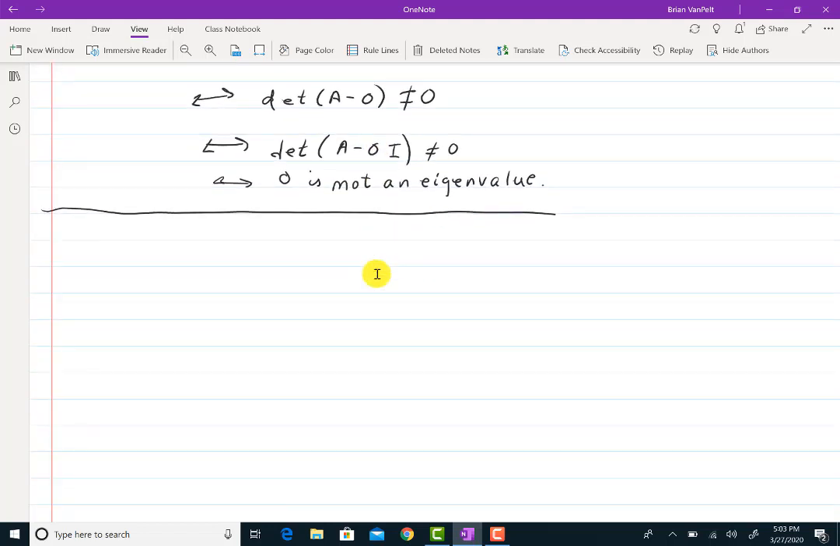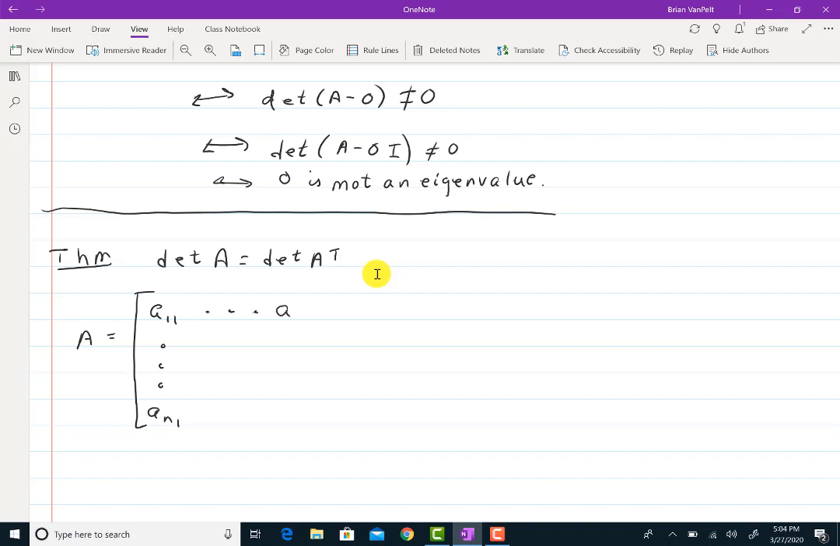I got a couple of theorems in a row that I want to do. Theorem. Here we have, I think this may have been proven before, but I'm not really sure, so I'm going to do it again. The determinant of A is the same as the determinant of A transpose. So let me set up my A. Remember, it'd be like A11 all the way down till AN1, A1N, ANN.